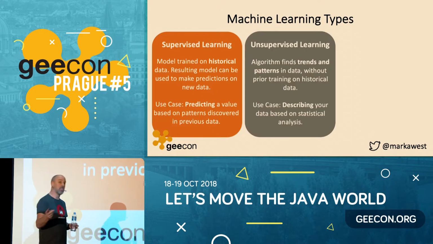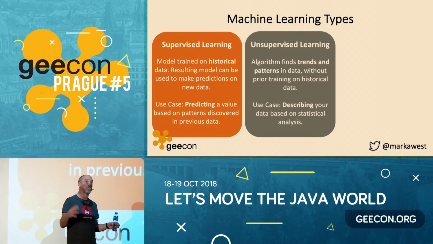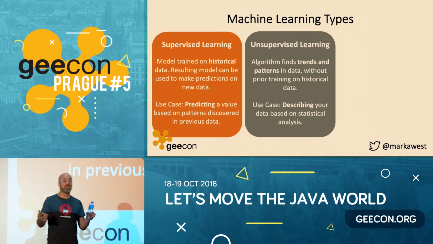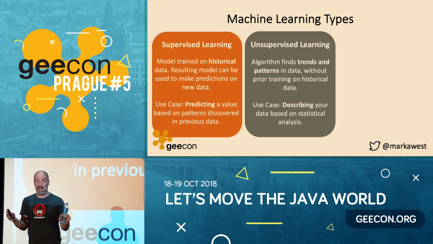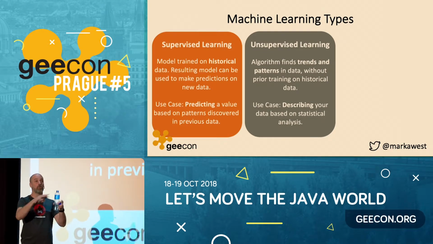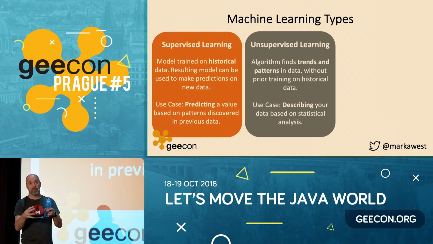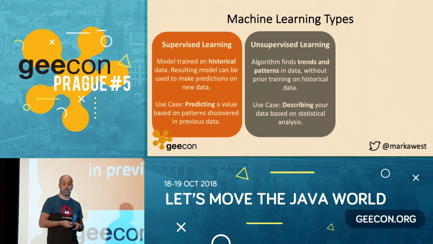Then you have unsupervised learning. Unsupervised learning is a bit different because that's not about prediction, it's about finding trends. So it's about describing your data. A good example of unsupervised learning is if you have customer sales data and you feed it into an unsupervised learning algorithm, that algorithm will try and group your customers together based on their attributes or their activities. This is like clustering, basically. This can create new customer segments.